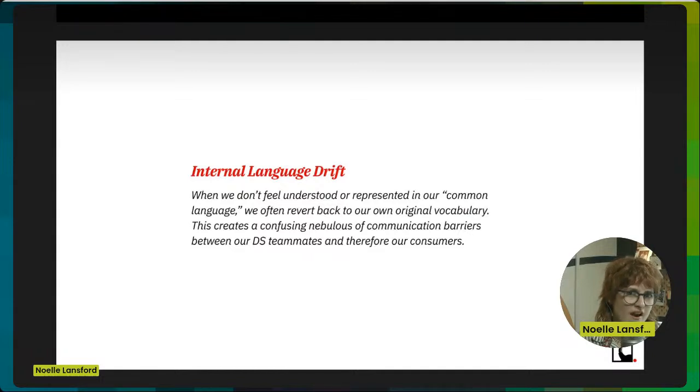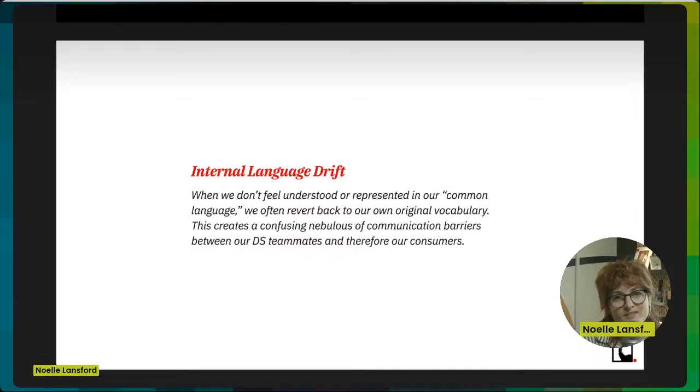I want to break down that interaction, right? What we saw was some internal language drift. When different minds, the creative mind and the scientific mind, don't feel understood or represented in our own common language, we often revert back to our original vocabulary. You saw that happening with me and Jill, right? I just said button because I knew Jill knew what a button was and it looked like a button and I just felt like it was a button, even if it might have been a link, right? But it creates a confusing nebulous of communication barriers between our design system teammates and therefore our consumers.